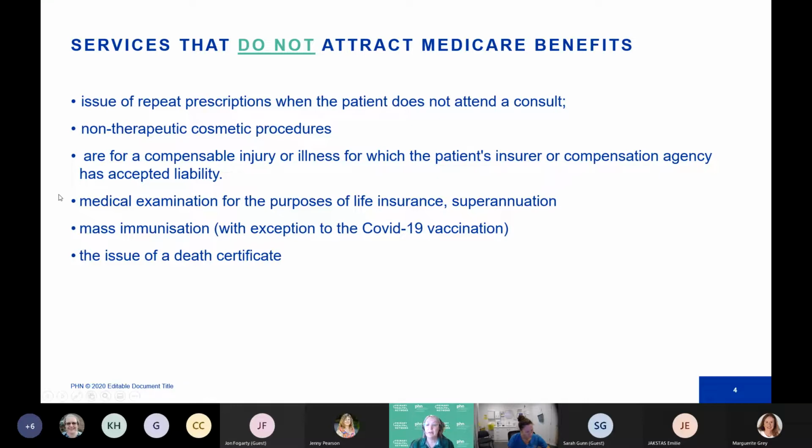So although Medicare benefits are not payable for the issue of a death certificate, an attendance on the patient at which it is determined that life is extinct can be claimed under the appropriate attendance item. So the outcome of the attendance may be that a death certificate was issued. However, Medicare benefits are only payable for the attendance component of the service.